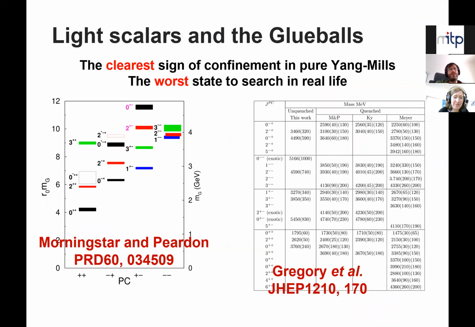The first thing is, of course, the scalars and the glueballs, which are very, very interesting. They are the clearest sign of confinement in pure Yang-Mills theory, which makes them extremely interesting if you want to understand QCD and the strong interaction. But they are the worst state to search for in real life, because they mix a lot with ordinary states, or they are expected to mix.